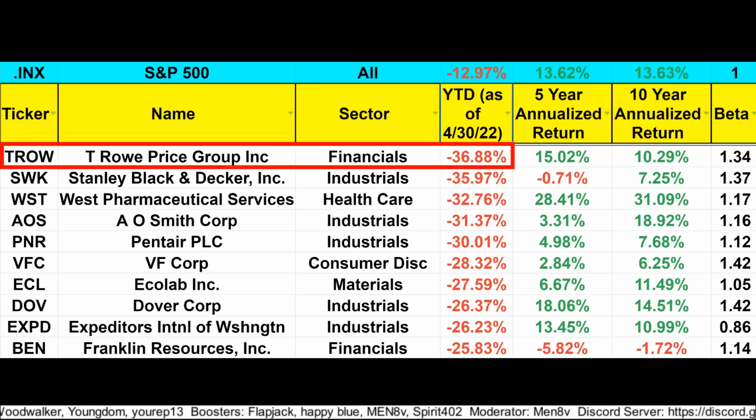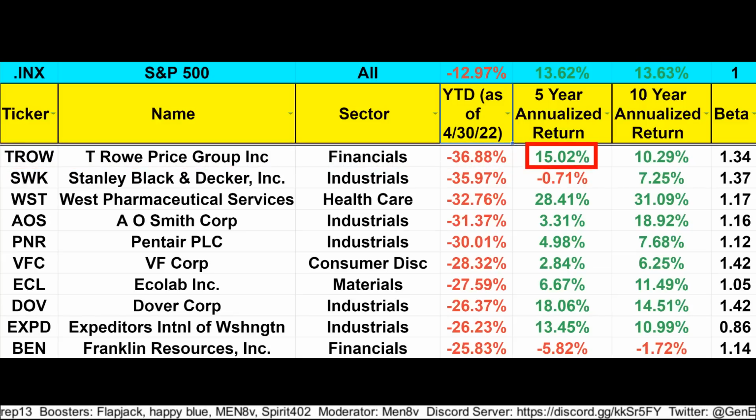T. Rowe Price, which is down 36.88% for the year, but has an awesome market-beating 5-year annualized return of 15.02% as well as a market underperforming 10-year annualized return of 10.29% and a beta of 1.34. Remember that beta is a way of measuring a stock's volatility compared with the overall market's volatility, and that the market has a beta of 1.